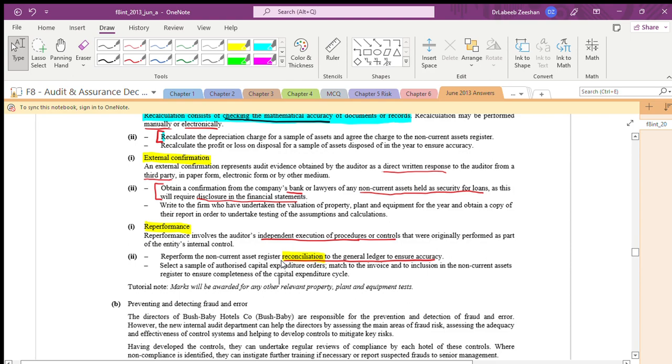Re-perform the non-current asset register reconciliation to the general ledger to ensure the accuracy. Fine? Take it like this.